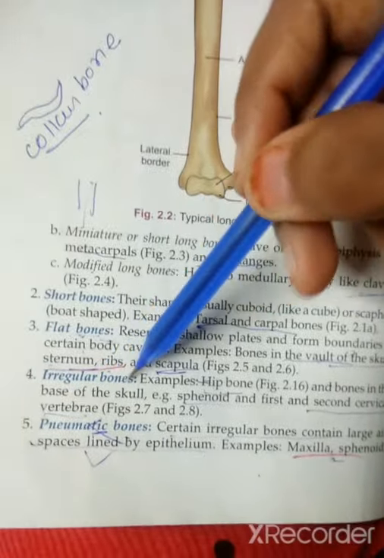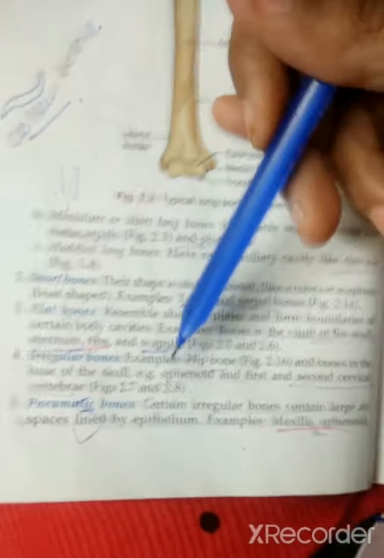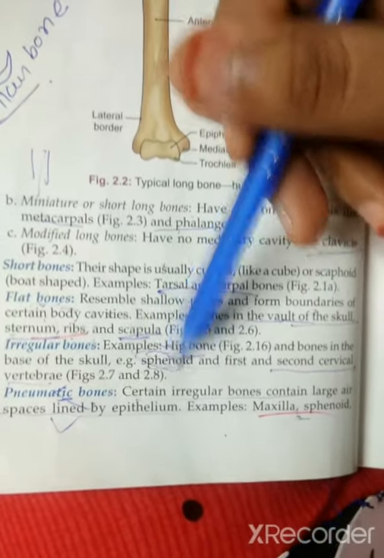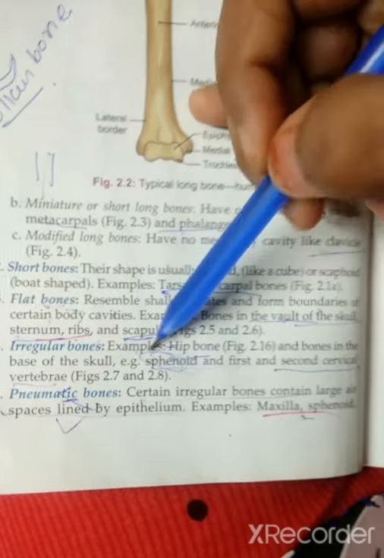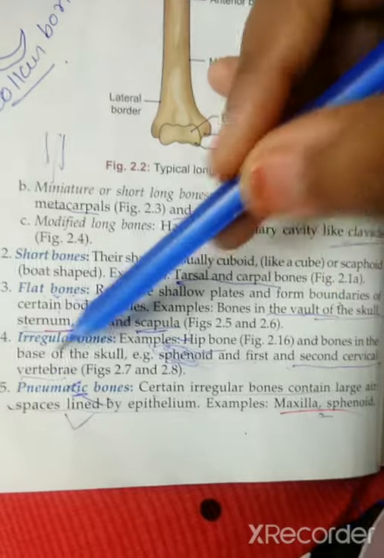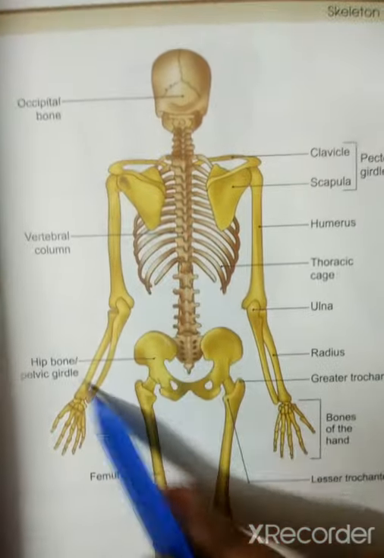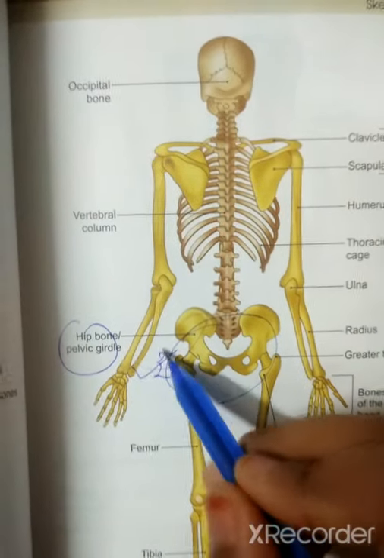Next is irregular bones. Irregular bones means uneven shape. There is no particular shape. That is hip bone, sphenoid, and the first and second cervical vertebra. These are the irregular bones. So this is the hip bone, which is uneven in shape. That's why it is known as an irregular bone.